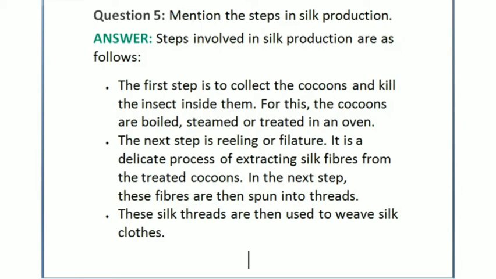See, we have learned that 6,600 silkworms are killed to make just 1 kg of silk, right? So, the next step is reeling or filature. It is a delicate process of extracting silk fibers from the treated cocoons. In the next step, these fibers are then spun into threads. These silk threads are then used to weave silk clothes. So this is the whole process or steps of silk production.